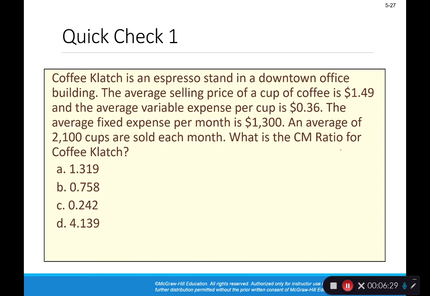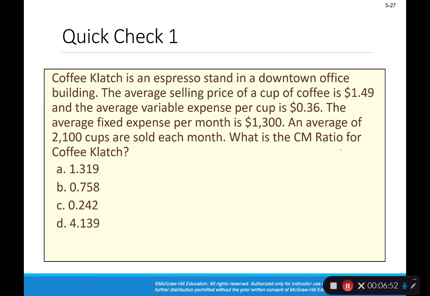So Coffee Klatch is an espresso stand in a downtown office building. The average selling price of a cup of coffee is $1.49. Variable cost is 36 cents. Average fixed cost per month is $1,300. An average of 2,100 cups are sold each month. What's the CM ratio? Pause the video and then come back and see if you have the right answer.